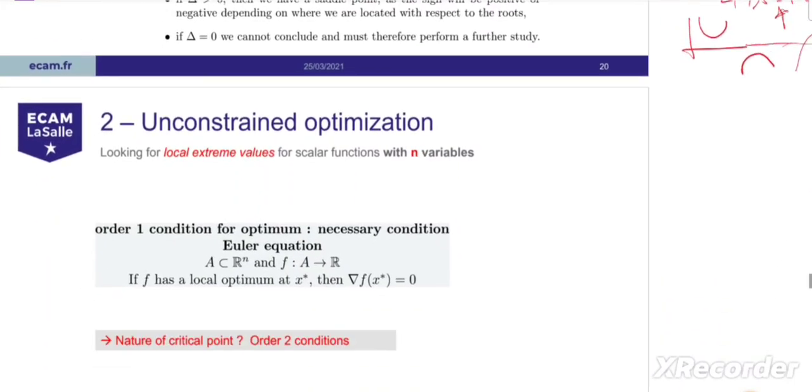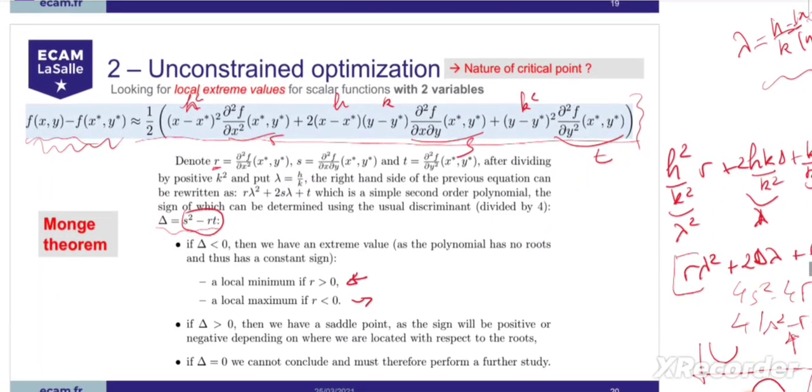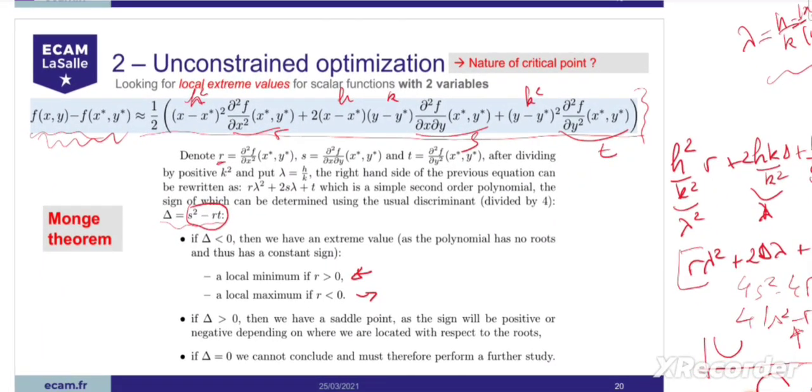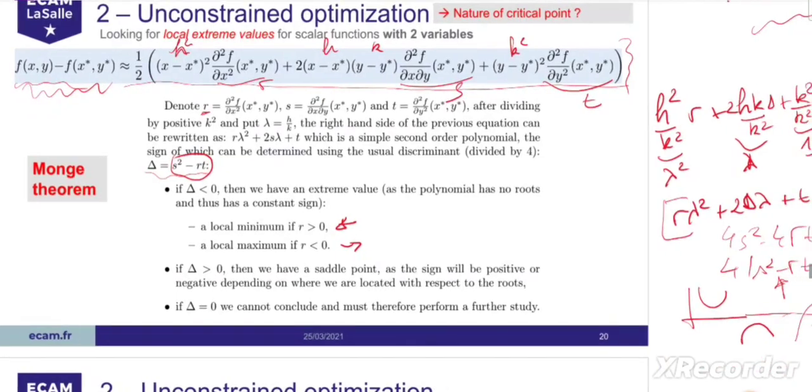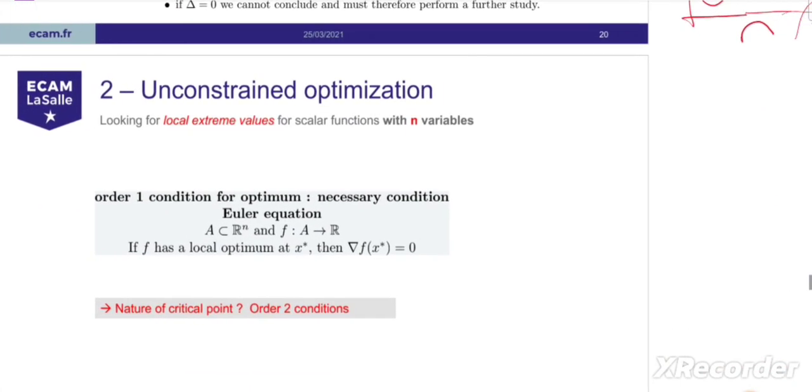Actually, this year I would like us to use something else. The thing with this criteria is that if I go up to more dimensions than 2, that's not something I can apply. So we need some more conditions when we want to do optimization with n variables.